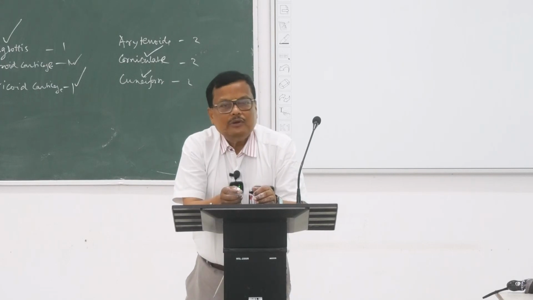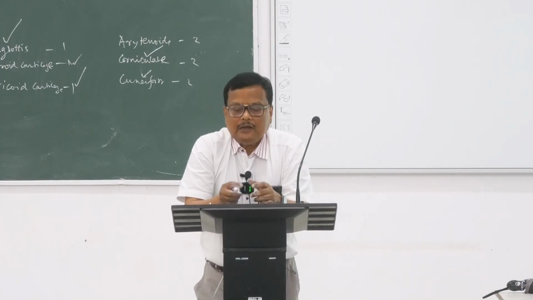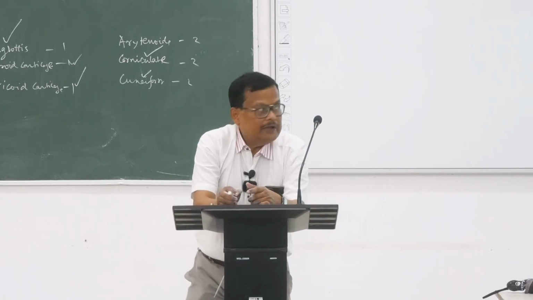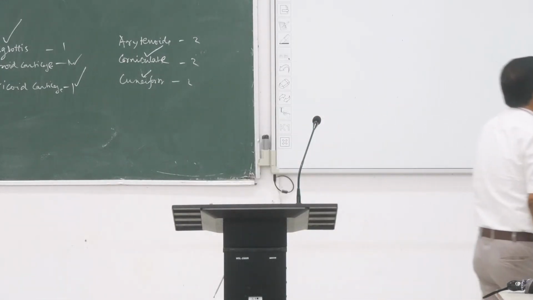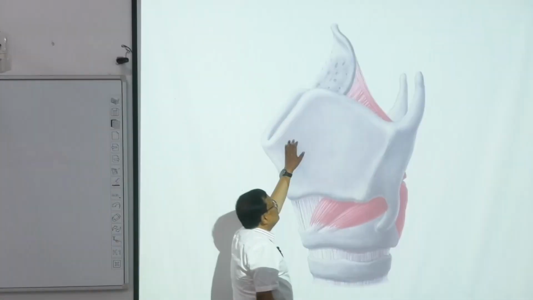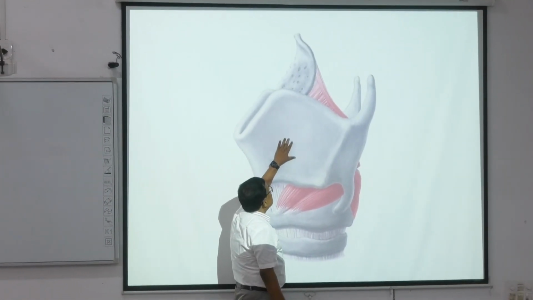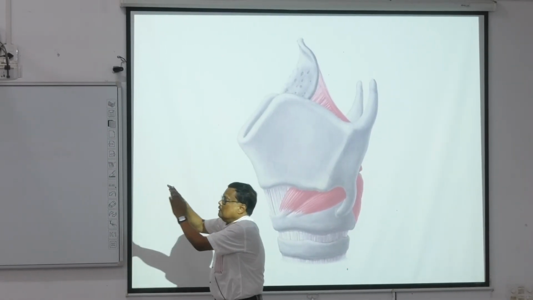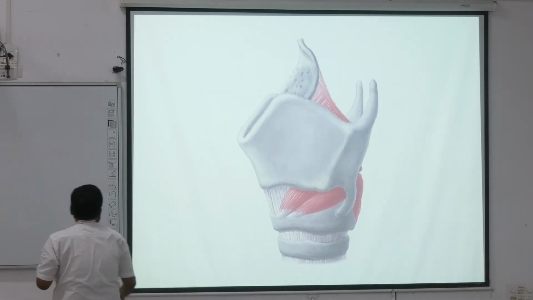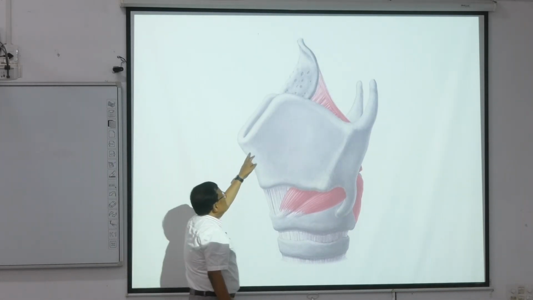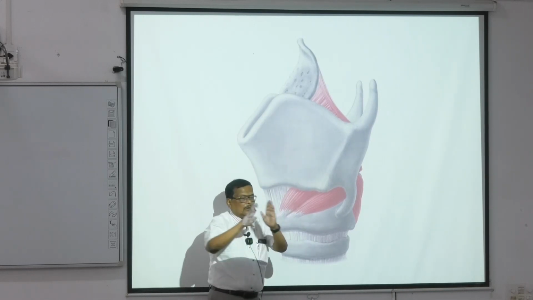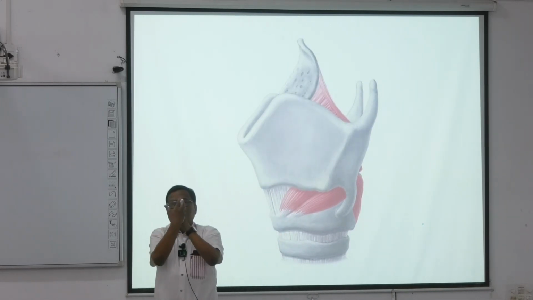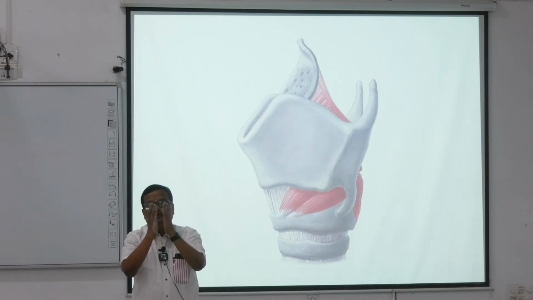The next question is, what is the voice quality? The length of the vocal cord. The thyroid cartilage has two plates, one on either side. This is the right, this is the left. This is called the thyroid lamina, the lamina of the thyroid cartilage. This is the left lamina, and this is the right lamina. The two laminae meet anteriorly and make an angle, and this is known as the thyroid angle.